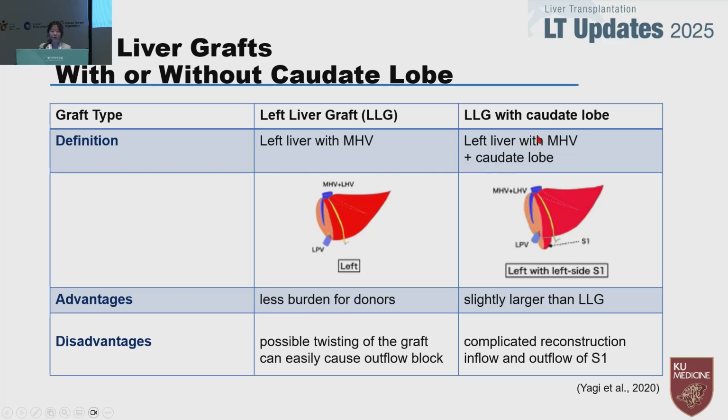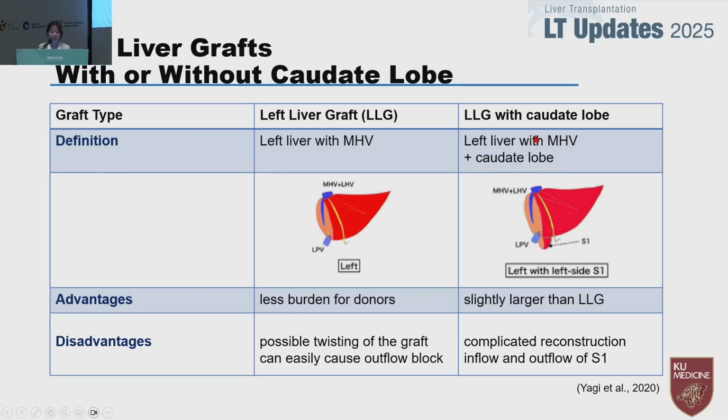Furthermore, there are more unusual graft types such as right posterior graft or left liver graft with caudate lobe. So in this slide, we would like to compare the left liver graft with or without caudate lobe.